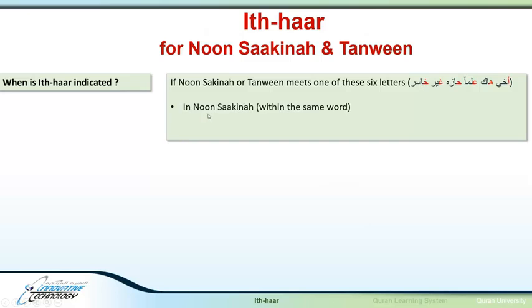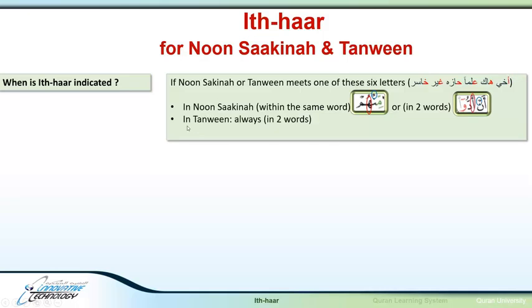In nun sakinah, it can happen within the same word. Minhum, we find the nun with sukoon here and the ha following it, which is this letter. Or it can happen in 2 words, like an addu. We find the nun sakinah here alone followed by the hamza. And in Tanween, it always happens in 2 words. Alimun khabir. Tanween in 1 word followed by kha, the kha in the 2nd word.